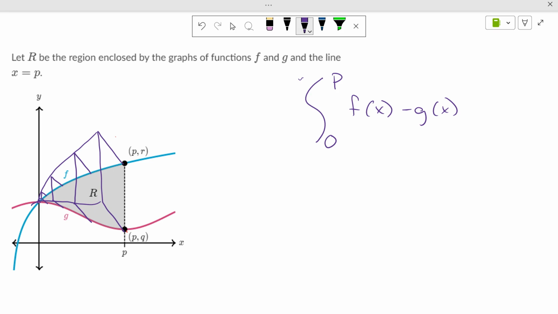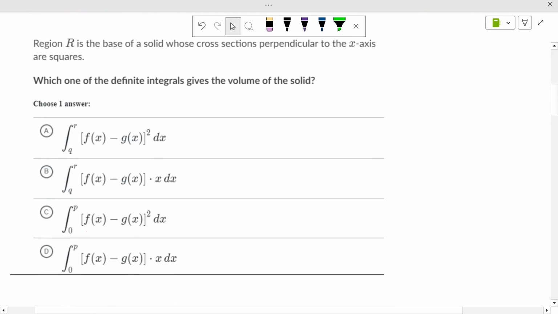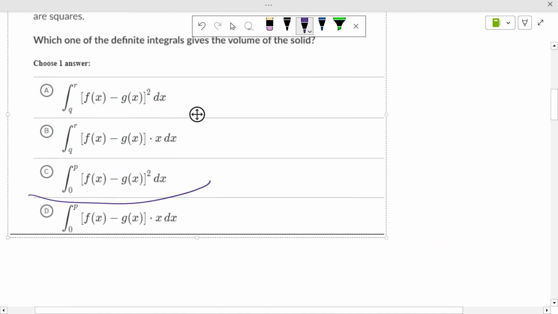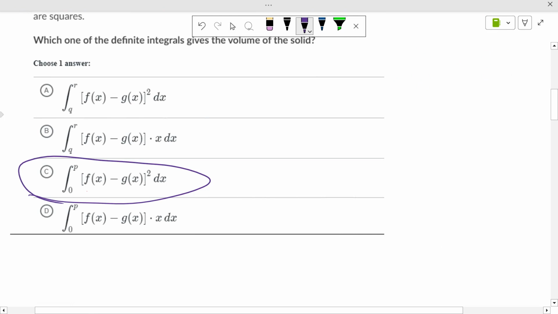Okay, so this is three-dimensional calculus. So what you have to do is, since this is a square, this distance is the same as the height, right? And so we have to find the area of this square, the area of this square, the area of this square, and as we go. So all we're going to do is take this distance and square it to find a square. So from 0 to p, that distance, and square it. Okay? So that's not so bad.